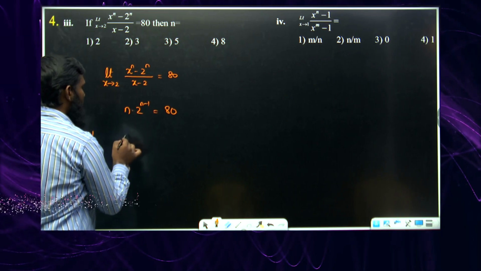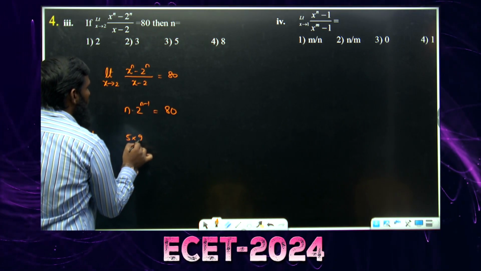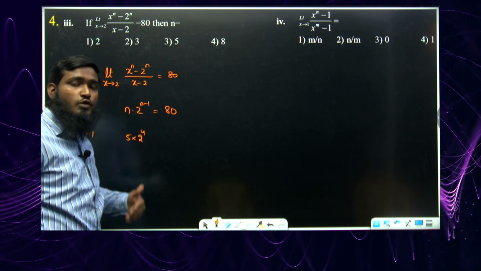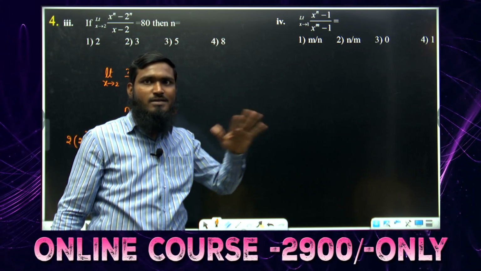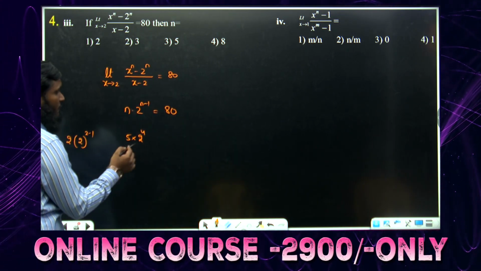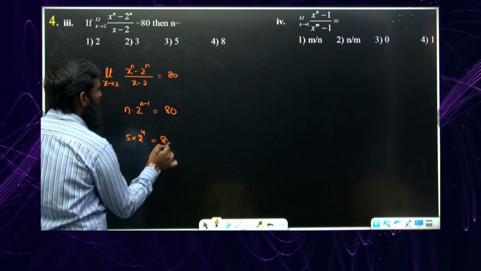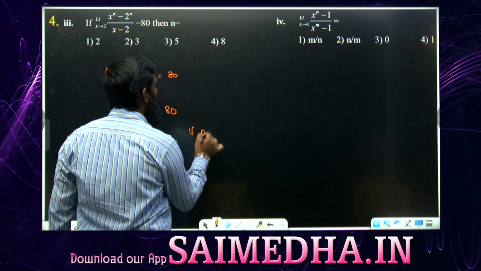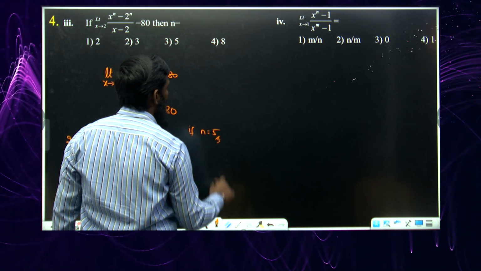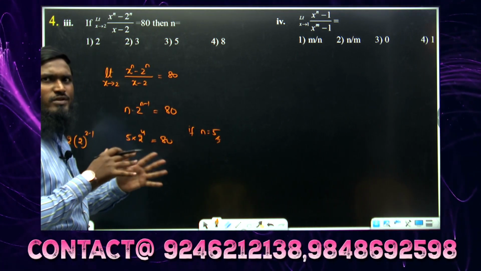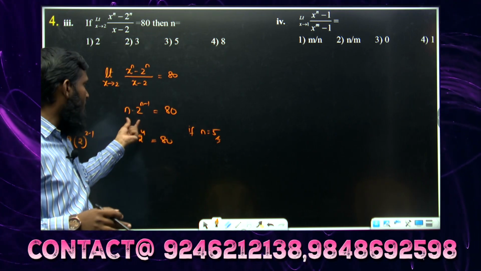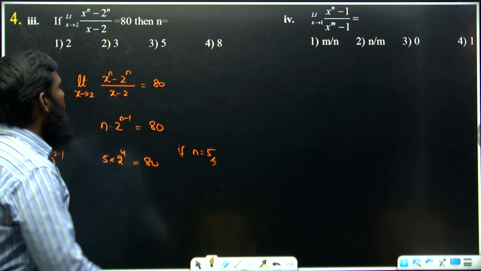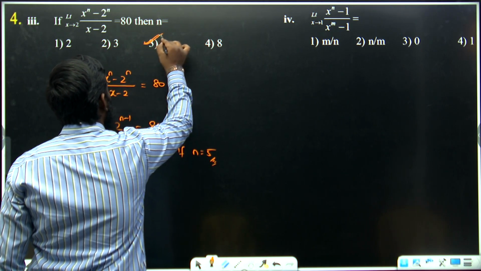If you are taking 5, what is happening over here? 5 into 2 power 5 minus 1, 5 minus 1 means 4. So 2 2s are 4, 4 2s are 8, 8 2s are 16, 16 we have taken. Now 16 5s is equals to how much over here? 80, so we are getting the answer as 80. If the n value is equals to 5, like this we can cross check the options we are having by substituting. If the answer is equal to 80, that option will be correct. So let us go with the option number 3 over here.